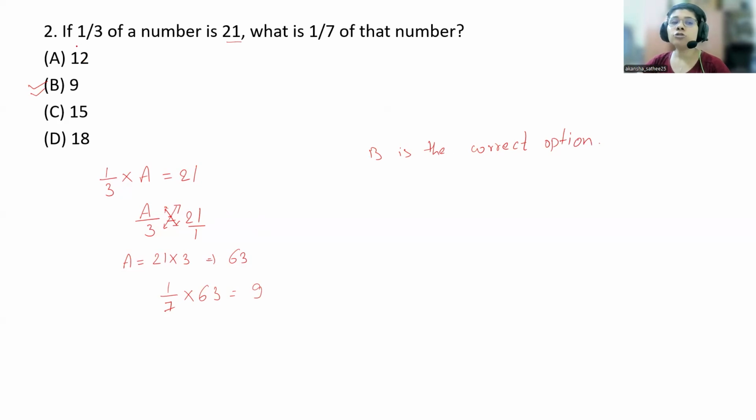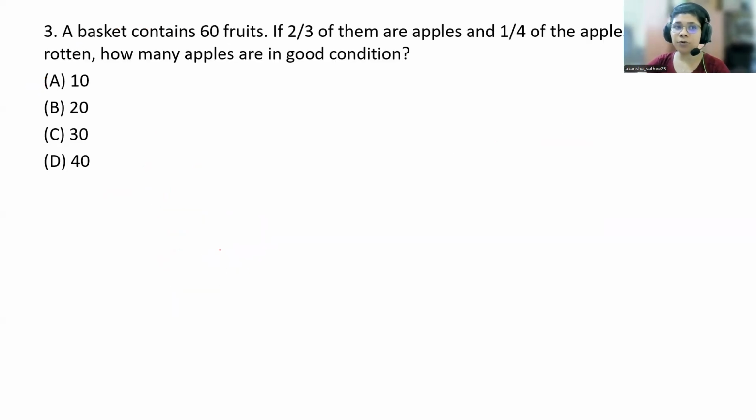Is this clear? 1 by 3 of a number, 1 by 3 of a is equal to 21. From here you get that number. That number is 63. Now you have to compute 1 by 7 of 63.